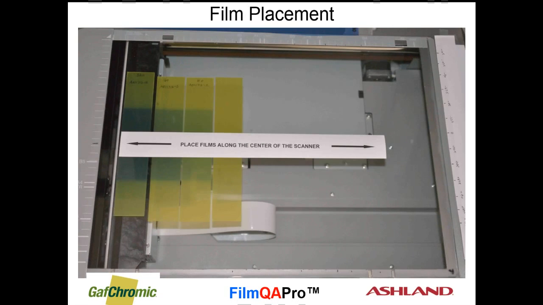When positioning films for scanning, you need to place the exposed areas of films along the center line of the scanner as shown in the photo. If you don't place the films in the central location, your measurements are going to suffer from the lateral response artifact. It's shown by all scanners of this type and was first described in a paper by Menegotti. More information on the subject is available in the white paper section of the Film QA Pro website.